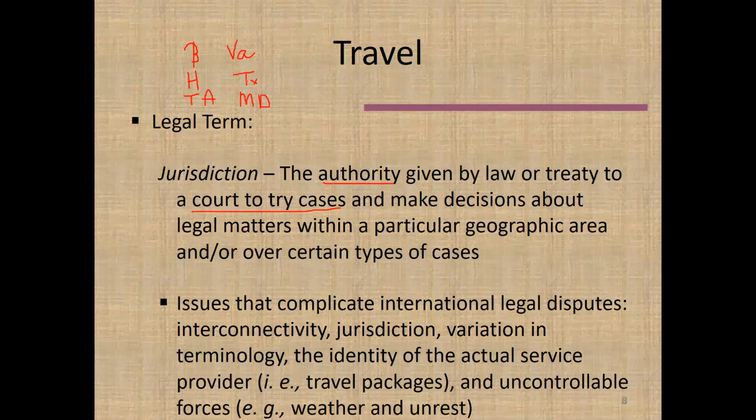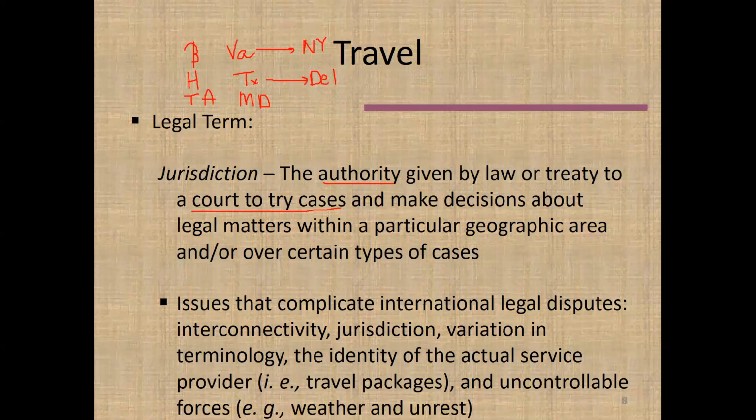The hotel that is located in Texas has its corporate headquarters in Delaware. Bob is traveling to Texas on business, and his employer is based in New York State. So you can see there's five states there that I came up with really quickly who can have some impact upon where a particular dispute ought to be heard.